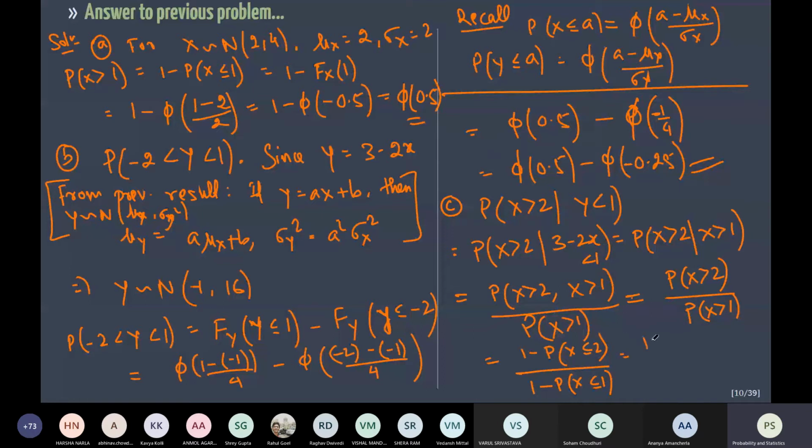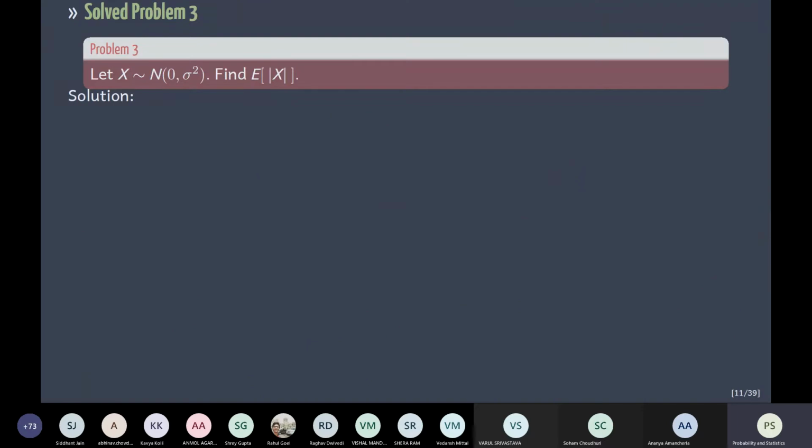Now we use the phi function, so this is 1 minus phi of 2 minus mu x, so this is 2 minus mu x which is 2, divided by sigma x which is 2. Okay, and similarly here we do 1 minus phi of 1 minus 2 by 2. Okay, so you can leave this here. From here it's just a lookup in the table. Okay, so that's the solution to that.